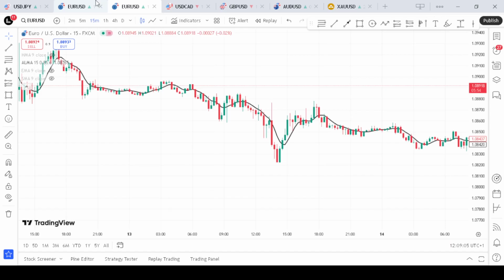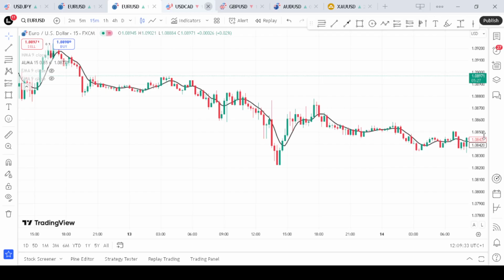It was developed by Arnaud Legoux and Dimitris Kouzis-Loukas in 2009. The ALMA uses the Gaussian distribution to assign weights to price data, filtering out noise and offering more accurate signals for trending markets, for both trend and reversal signals. This makes it particularly useful in volatile markets where precision is key.